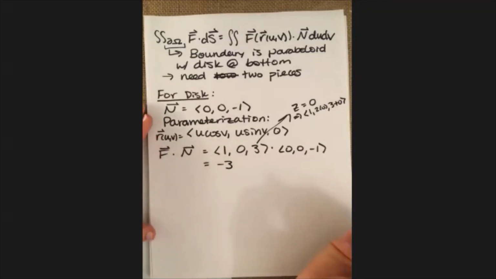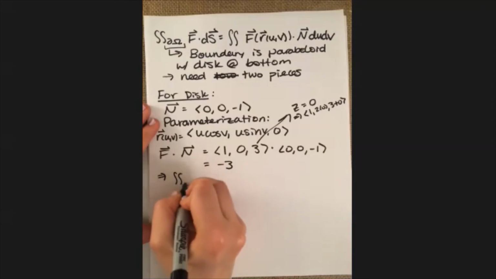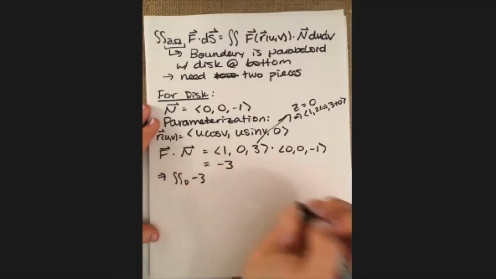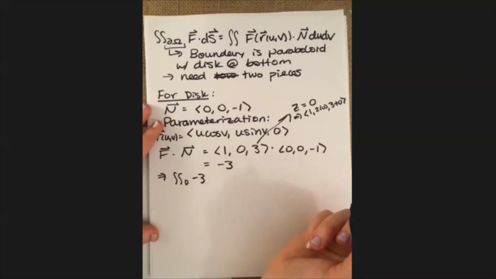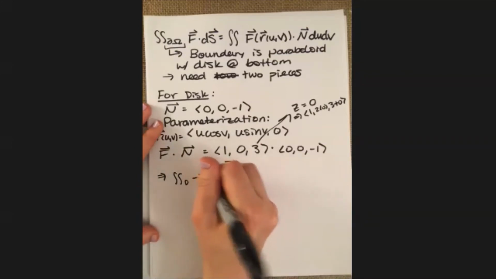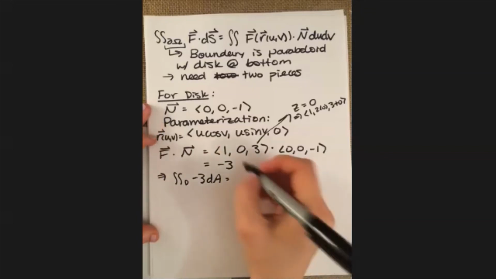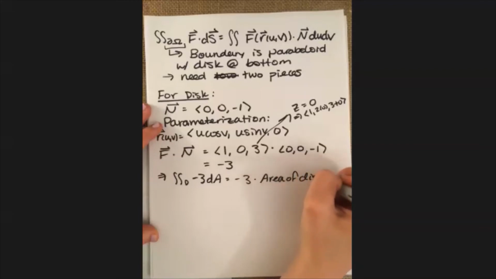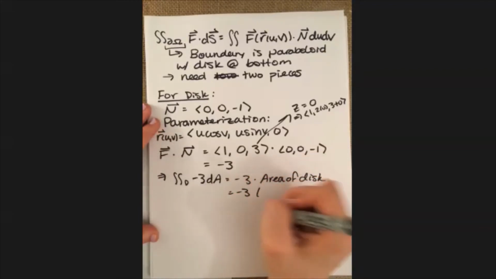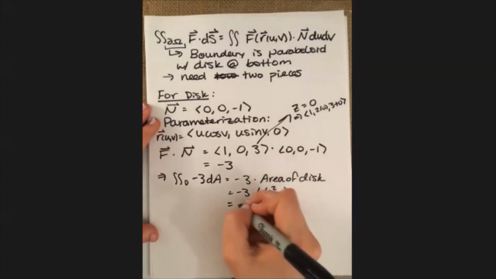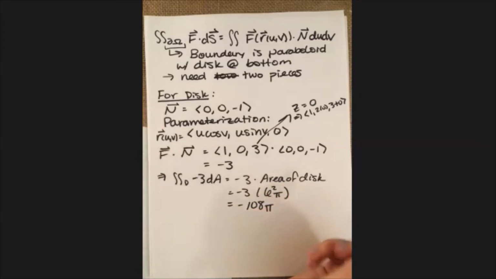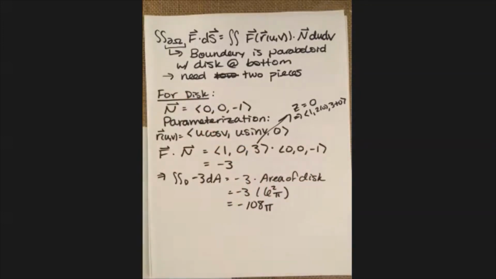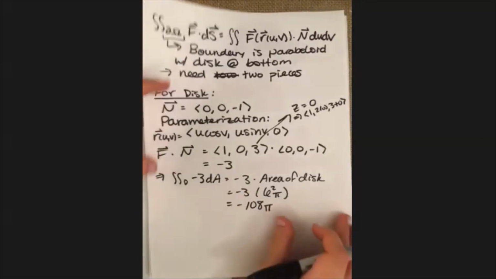So actually this one works out quite nicely because what you then get is a double integral over the disk of negative 3 dA, which is equal to negative 3 times the area of the disk. And the area of a disk is pi times the radius squared, which is 36 pi. So we're going to get negative 108 pi as being the flux that is contributed by the disk at the bottom. Okay, so that wasn't too bad. We still have to compute the second piece.